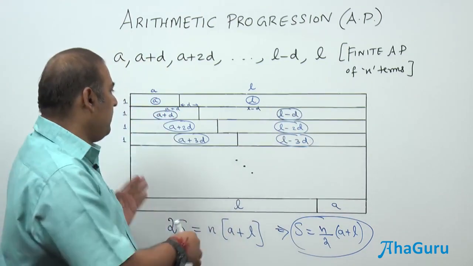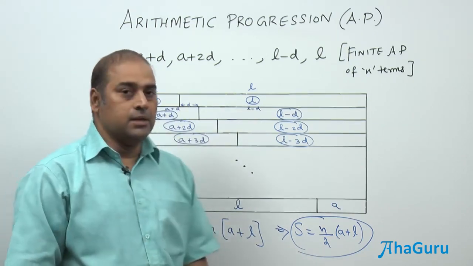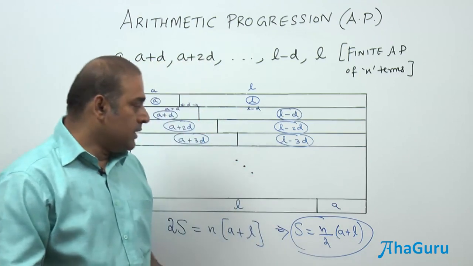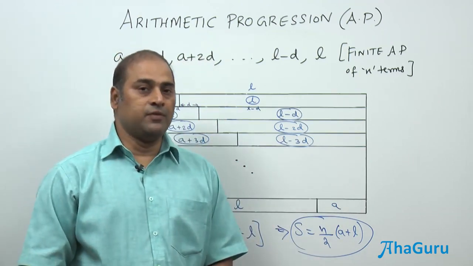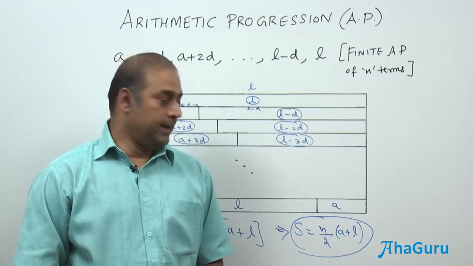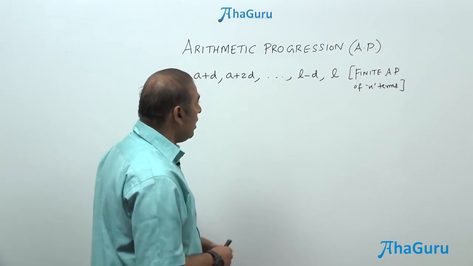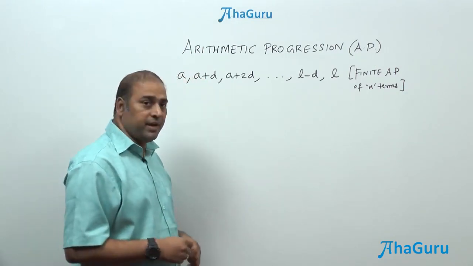One can in fact do this for 1, 2, 3, 4 and try to develop it for n terms, and you will get a better idea. Therefore, this is the visual representation of the sum of all the terms of a finite AP, S equals n by 2 times A plus L. So we just derived the sum of all the terms of a finite AP of n terms.